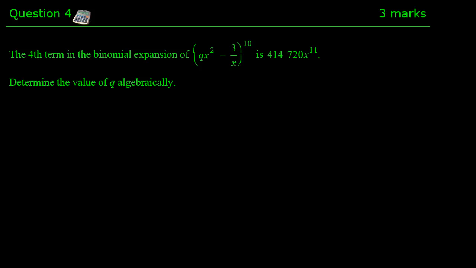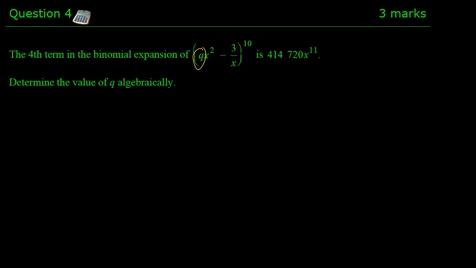Question 4. The fourth term in the binomial expansion of (qx² − 3/x) all raised to the power of 10, equals 414,720 x^11. Determine the value of q algebraically. All right, so this binomial expansion has a little bit of a twist because we do not know this inside coefficient of q, but we're going to work it out.